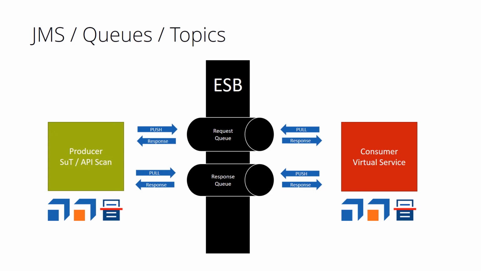With queues and topics, usually you have a producer on the left side. This could be a Tosca regression test. This could also be OSV, or the API Scan can also push messages onto a queue. Like in my example, I will have a request and a response queue. And on the other side, there's usually a consumer pulling these messages and processing them and pushing a response back whenever he is ready to do so.